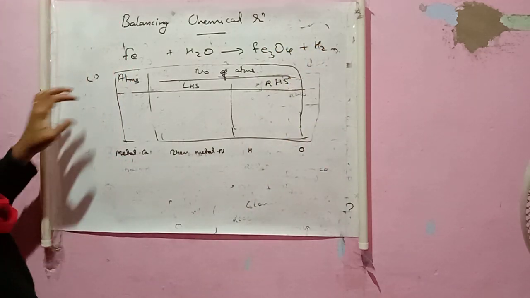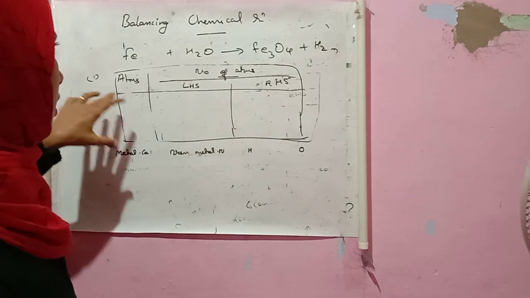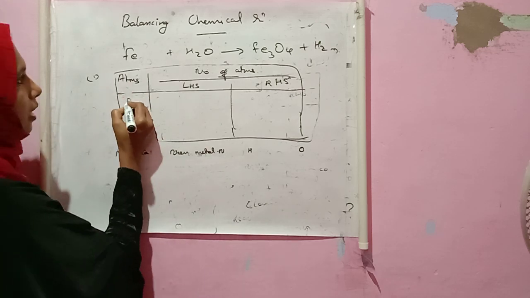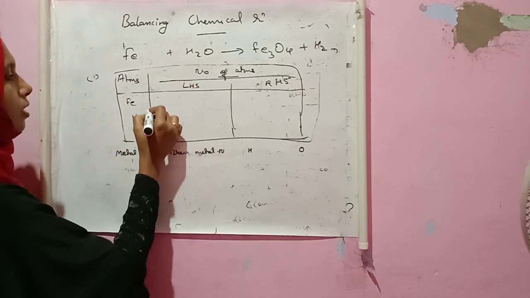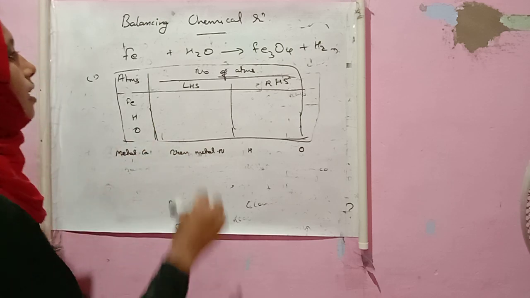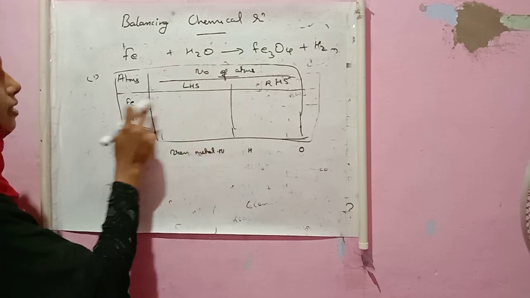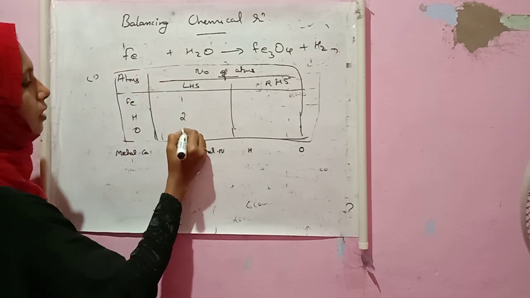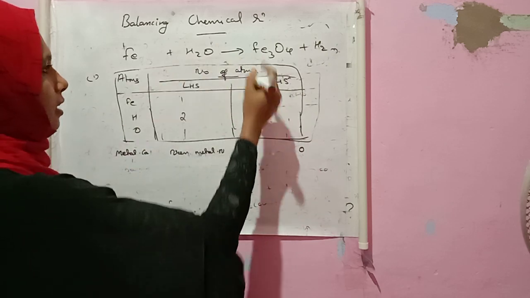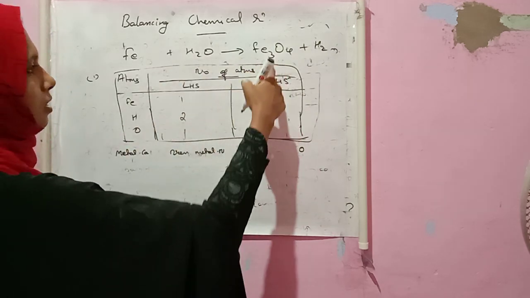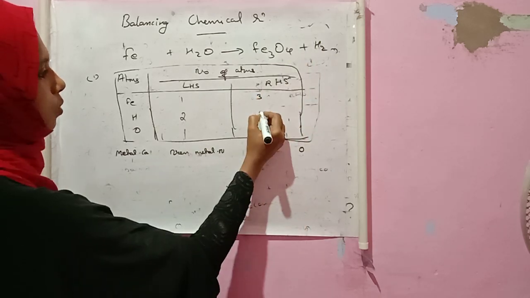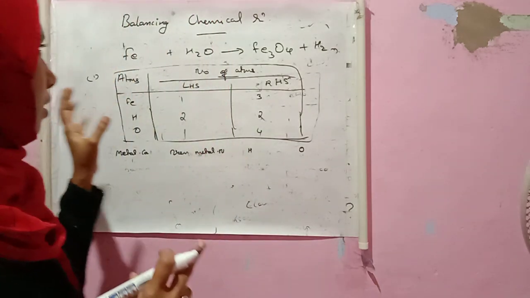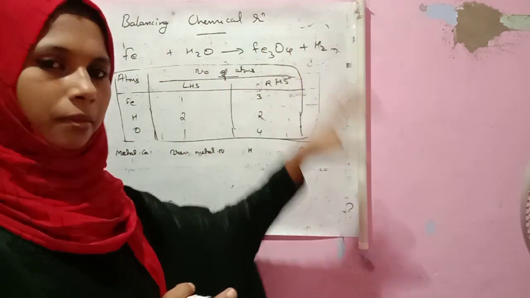According to the first rule, we list the number of atoms participating in this reaction. The atoms are iron, hydrogen, and oxygen. On the LHS, iron is 1, hydrogen is 2, oxygen is 1. On the RHS, iron is 3, oxygen is 4, hydrogen is 2. We start balancing according to the first tabulated rule.